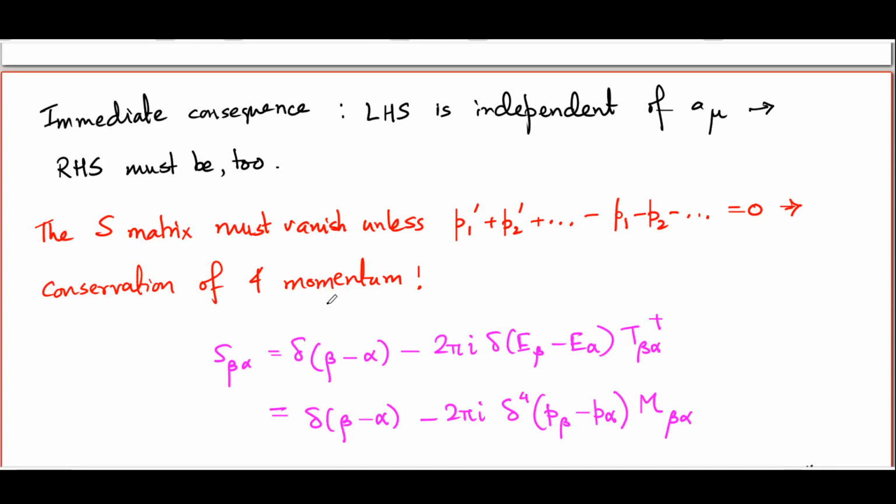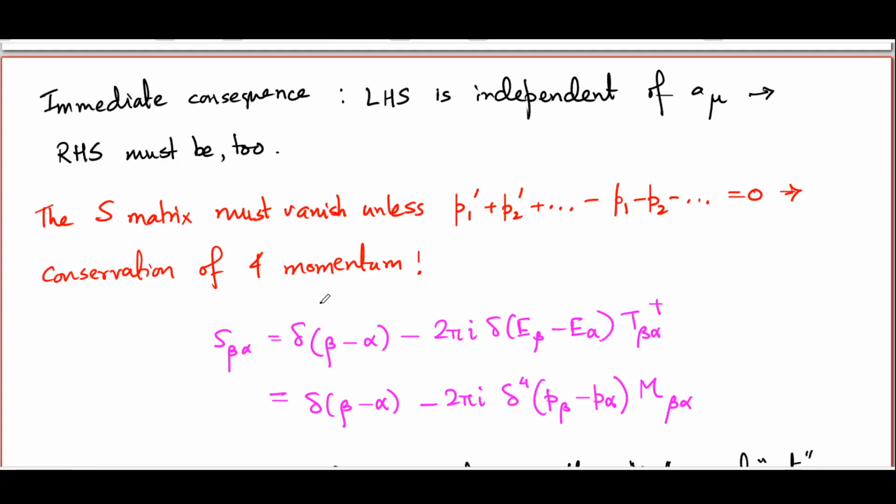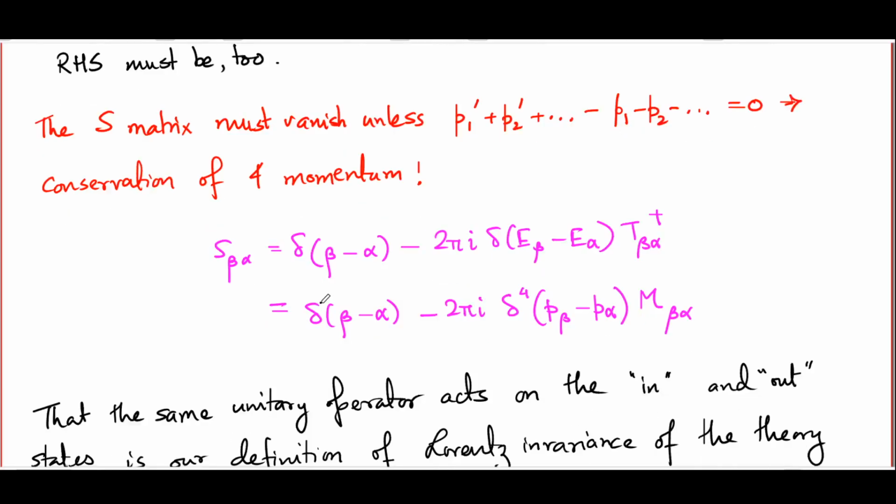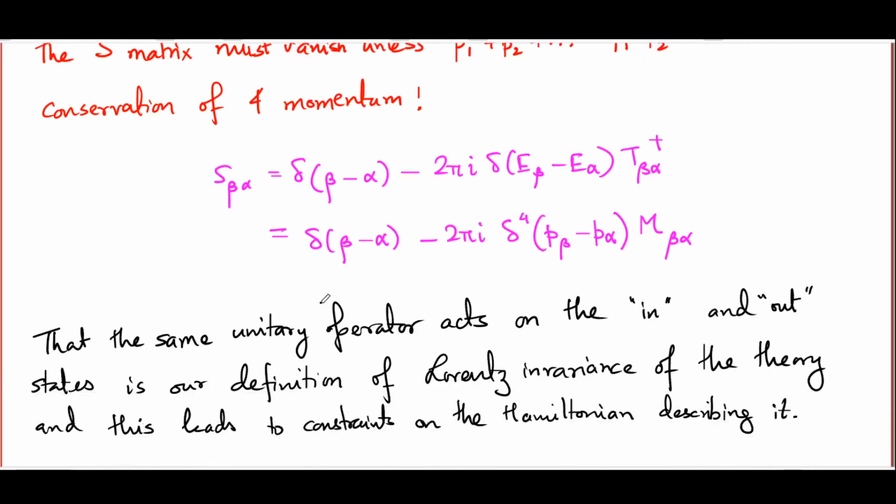Now remember, the fact that the same operators U lambda A implement the Poincare transformation on the in and the out states is a consequence of our assumption of Poincare symmetry. In fact, it can even be taken to be our definition of what Poincare symmetry is. This actually leads to rather severe constraints on the Hamiltonian describing our theory. In the rest of the lecture, we are going to discuss what these constraints are. And in order to do so, it will be more convenient if we talk in terms of the scattering operator S.